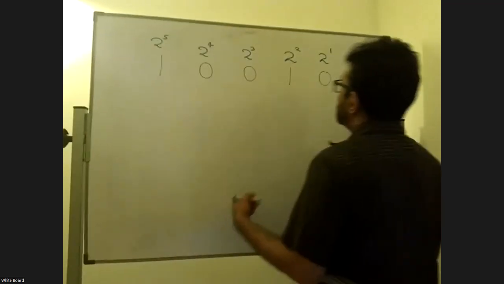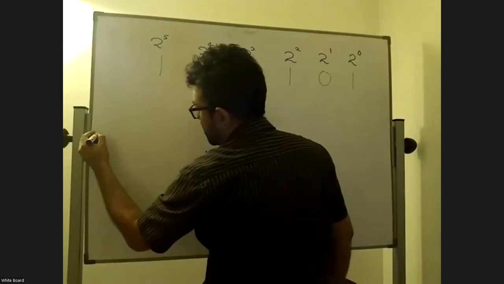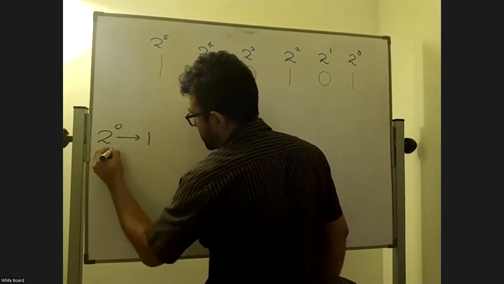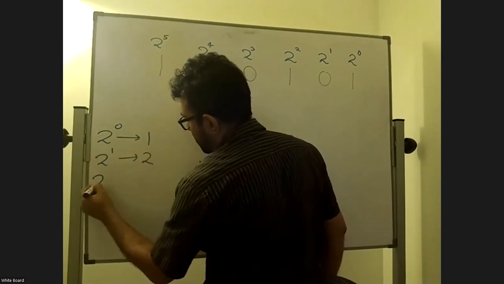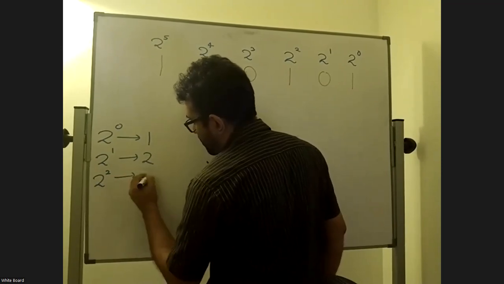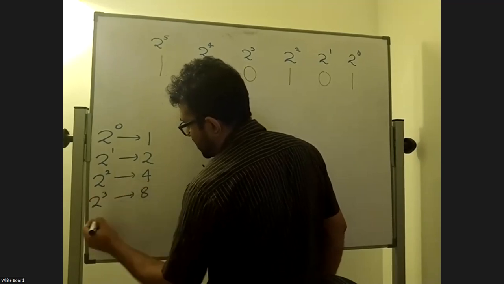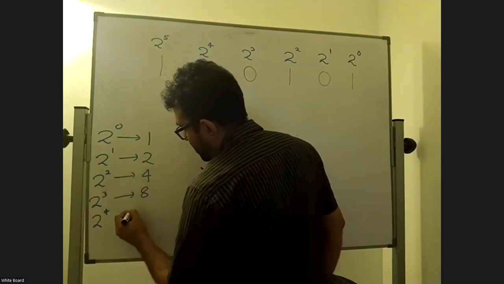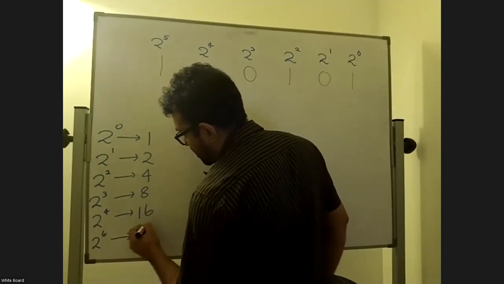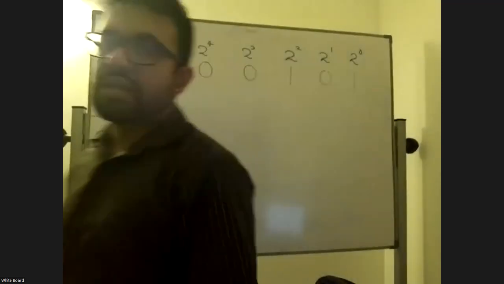So you can see now 10 to the power 0. Always remember 2 to the power 0 is going to be taking value 1, 2 to the power 1 is going to be taking value 2, 2 to the power 2 is going to be taking value 4, 2 to the power 3 is going to be taking value 8, 2 to the power 4 is going to be taking value 16, 2 to the power 6 is going to be taking value 72. So you have to remember this particular thing.